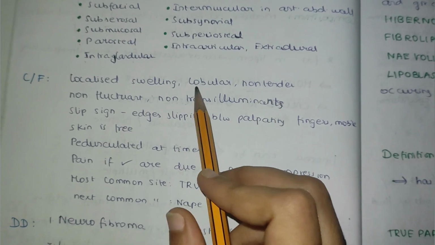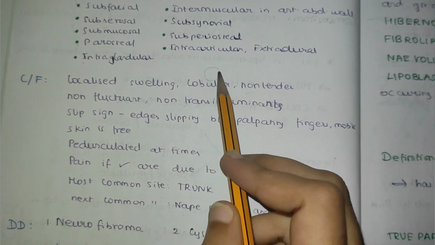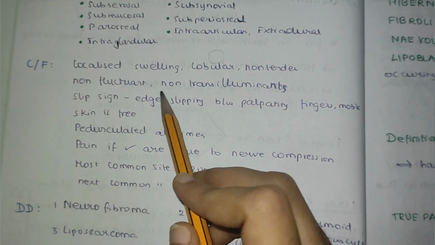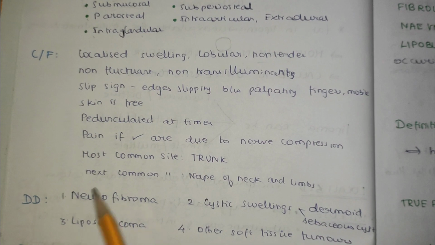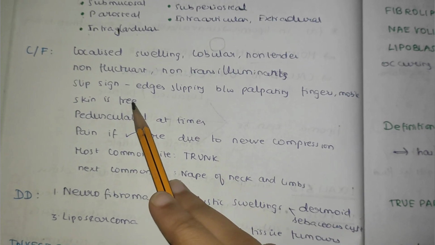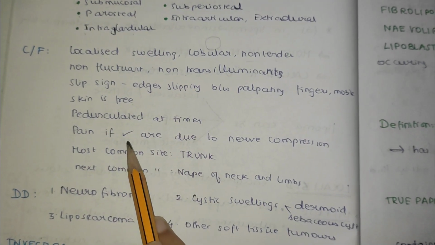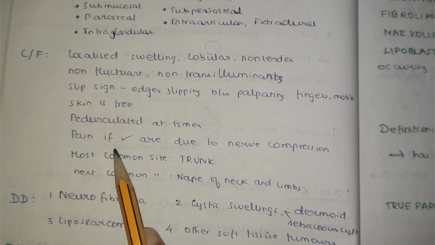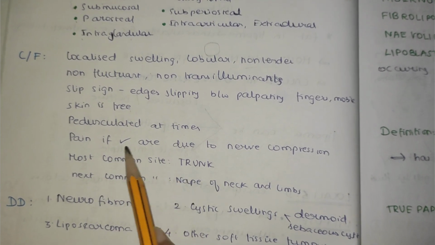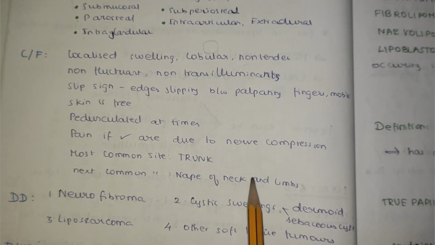So the clinical features include: it is a localized swelling, and it is lobular and non-tender. It is painless swelling, and it is confined to a lobule, and it is localized to a particular space. And here it is non-fluctuant and non-transilluminating. Slip sign is positive. Slip sign is in the sense edges slip between the palpating fingers, and it is mobile. Skin is free. Lipomas are not adherent to the skin, and it may be pedunculated at times. And if the lipomas grow in size and compress a nerve, pain is present. The most common site is the trunk, and next common is the nape of the neck and the limbs.